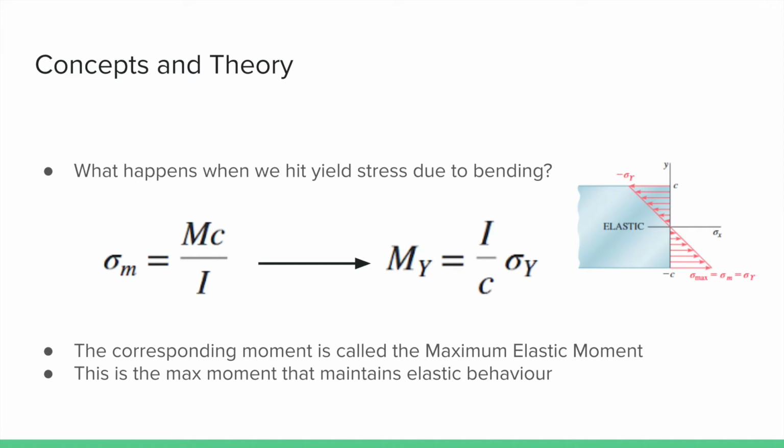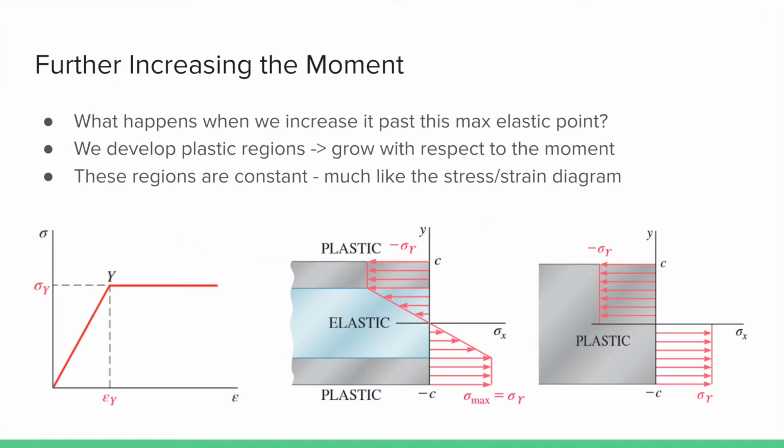So naturally, you're going to wonder what happens when we increase this, and this is what we're going to explore next. What happens when we increase the moment past this elastic point? We're going to start to develop plastic regions in the material. These plastic regions are going to start at a point furthest from the neutral axis. And as we increase the moment more and more, these plastic regions are going to grow.